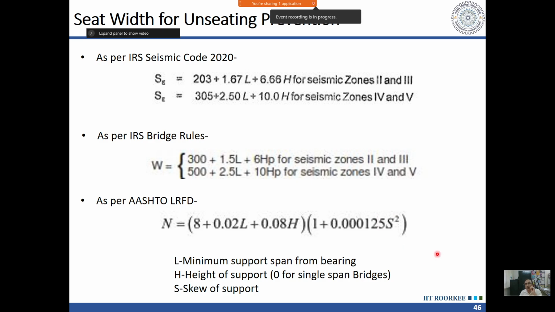In case of skew bridges or curved bridges, the seat length is to be more, because we discussed in the beginning of today's talk that skew bridges and curved bridges will open out at one end and close and cause pounding at the other end. So to accommodate that opening, we have to enlarge the seat width in case of skew and curved bridges.